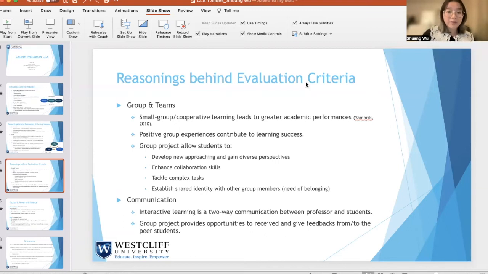Communication is another important factor in my proposal. By giving credit to participation, we want to create an interactive learning experience. Interactive learning is a two-way communication between professor and students, and the group project proposed also provides opportunities for students to receive and give feedback from and to their peers.